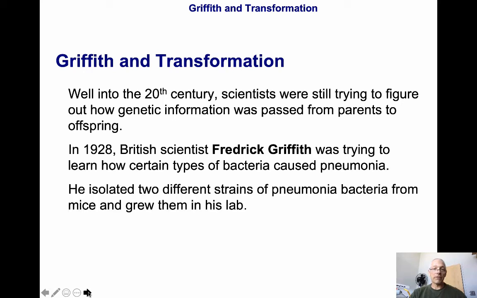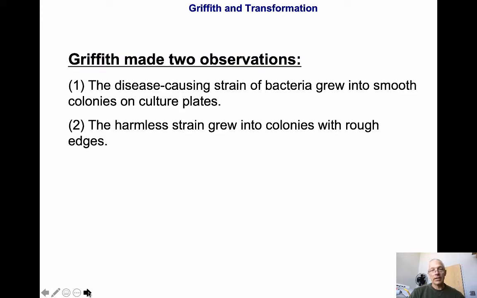So we're going to look at first some experiments by Griffith, who was trying to determine what was going on with bacteria that could cause a disease in animals, specifically bacteria that cause pneumonia, a lung disease in laboratory mice. And what was it about certain types of bacteria that could cause a disease when other types of bacteria did not make the mice sick?